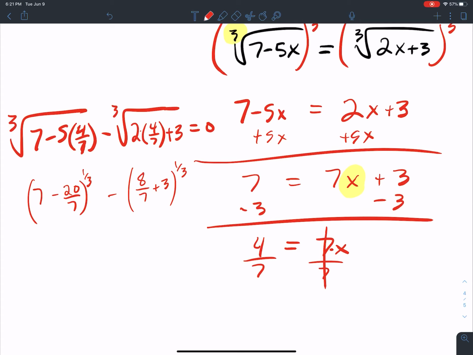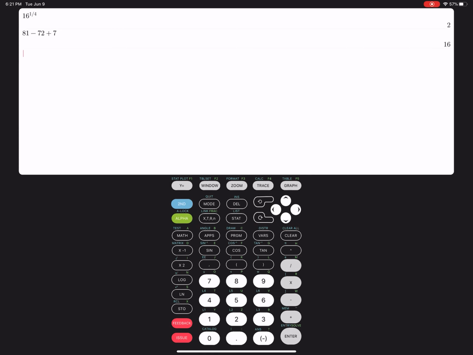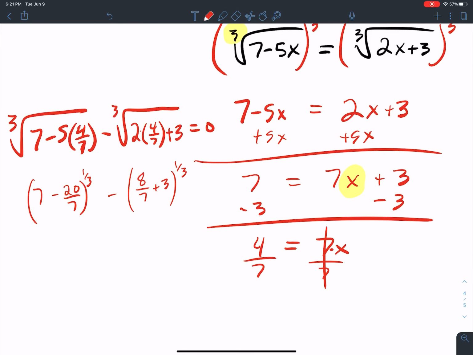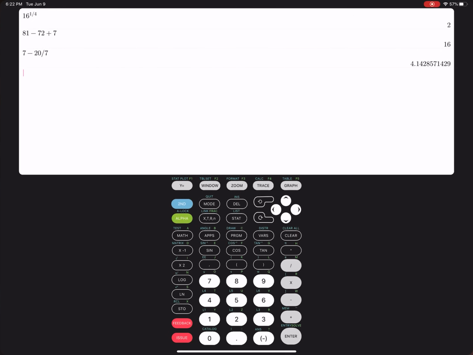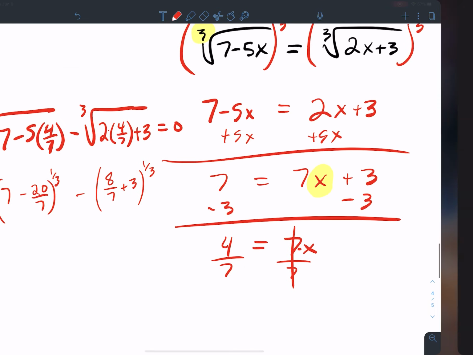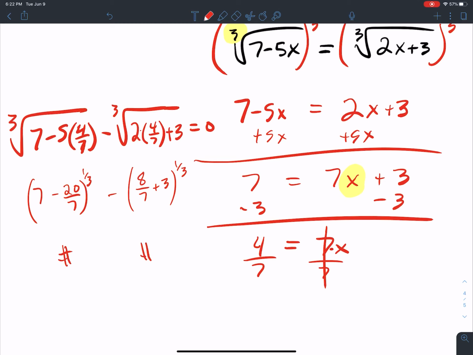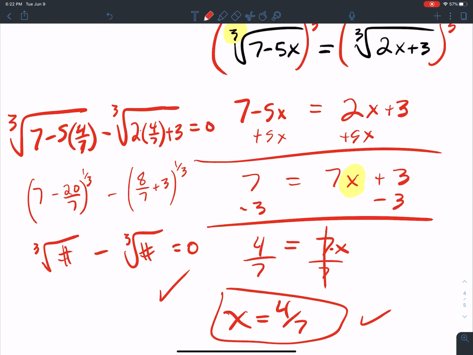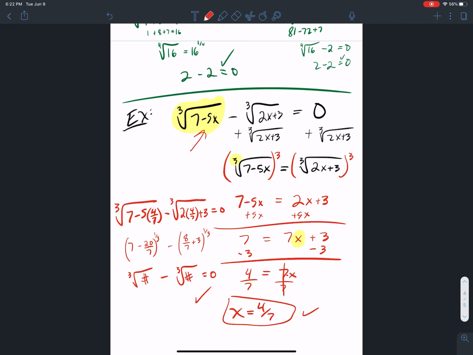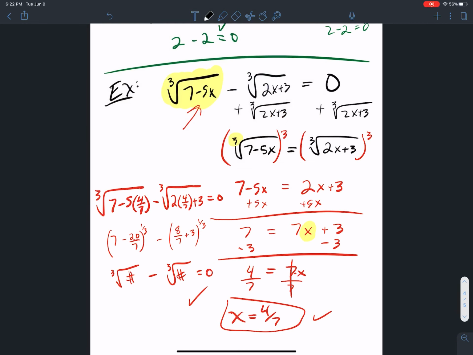So 7 minus 20 over 7 is 4.1428, blah, blah, blah. And then 8 over 7 plus 3. Hey, those look like the same number, don't they? If they're the same number, and I take the cube root of that same number, then that's going to be 0. So guess what, guys? That does work. So x equals 4 over 7 is a solution, so you can box it up because it's an answer. Okay? Let's try another one.